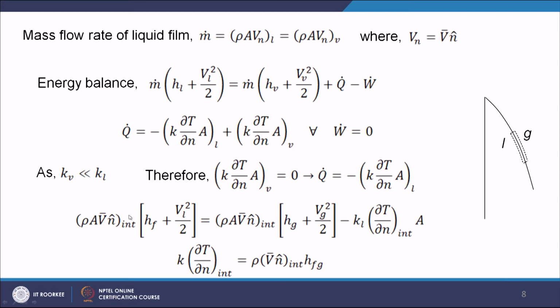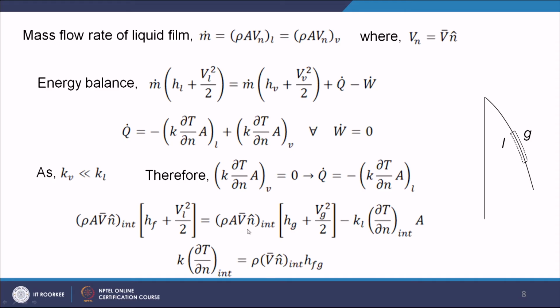Here I have also put the value of m dot from the continuity equation. So, I have written rho A V n dot. So, this V n cap is nothing but actually your normal directional velocity, what I have written in place of this V n, okay, multiplied by Hf plus VL square by 2 equals to, once again, this is for the gaseous side mass flow rate.